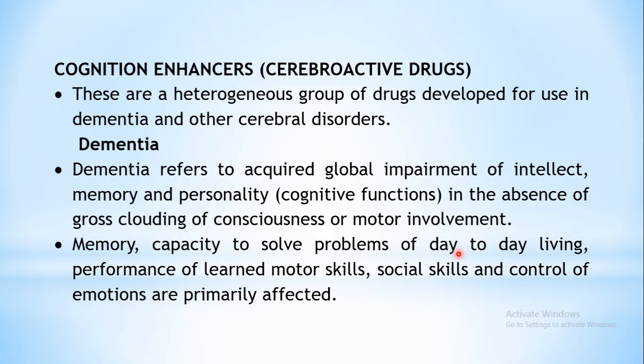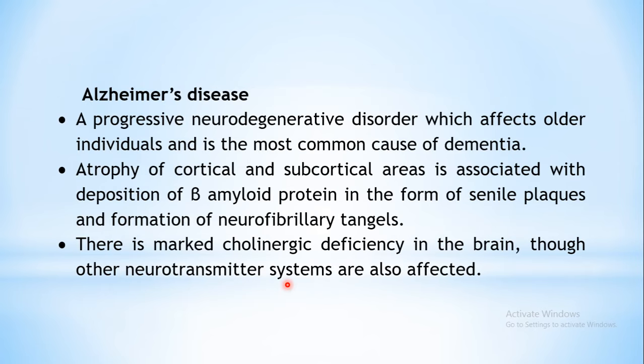Then even the performance of skillful functions may get affected, motor functions may get affected, and slowly they start declining. Your social skills are affected; you may dislike mingling in society and may remain isolated. Your social interest may also get reduced, and even the control of emotions is primarily affected in this condition, dementia. So this is to do with dementia.